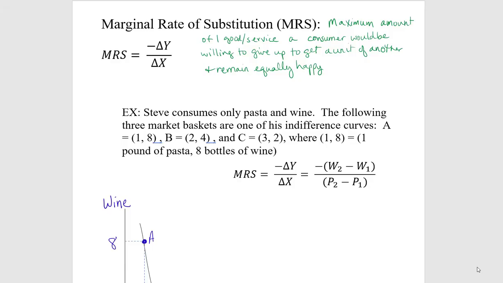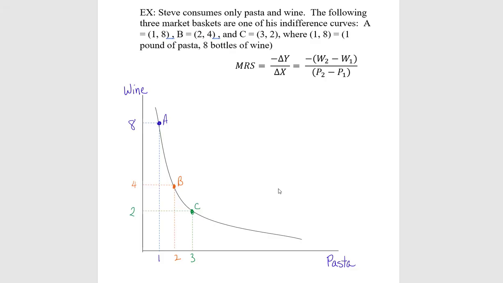We'll do an example here to help this make sense for you. Suppose Steve consumes only pasta and wine. The following three market baskets are on his indifference curve. Point A, 1 unit of pasta and 8 bottles of wine. Point B, 2 units of pasta and 4 bottles of wine. And point C, 3 units of pasta and 2 bottles of wine. We'd like to understand his willingness to substitute between these points and remain equally happy.